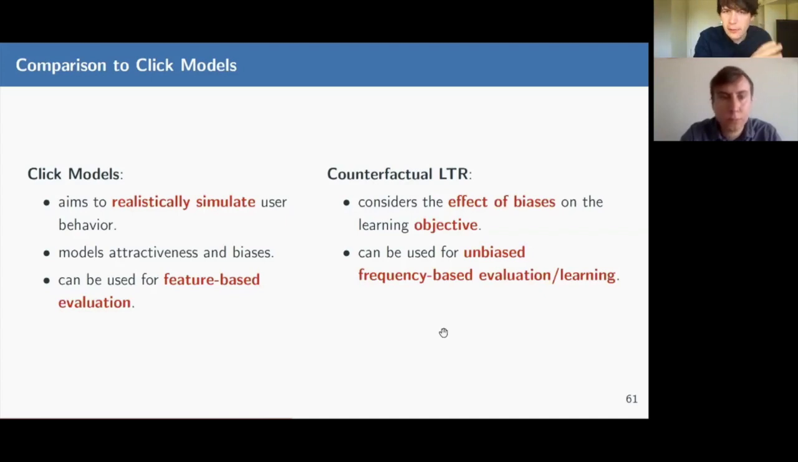and consider the effect that position bias and other biases have on this loss function, so that we can learn without being affected by those biases. And in practice, this leads to unbiased frequency-based evaluation and learning, which is much more reliable usually than feature-based evaluation. All right, is that clear?